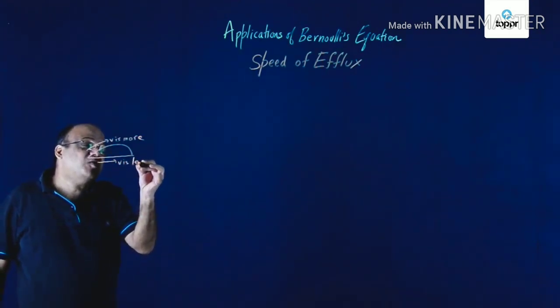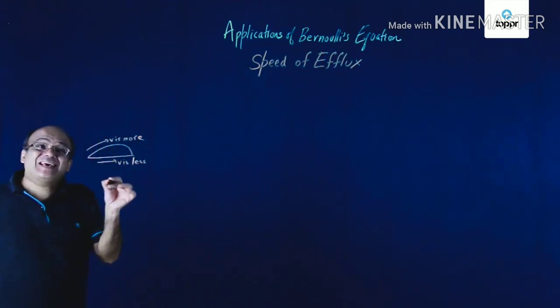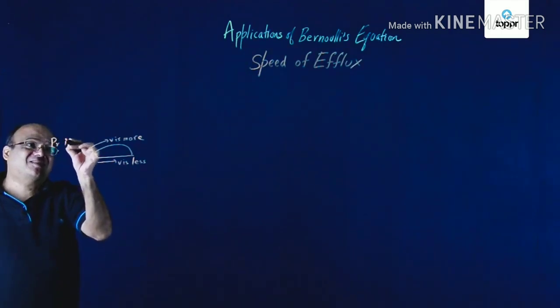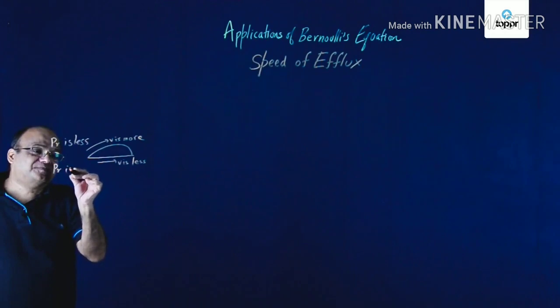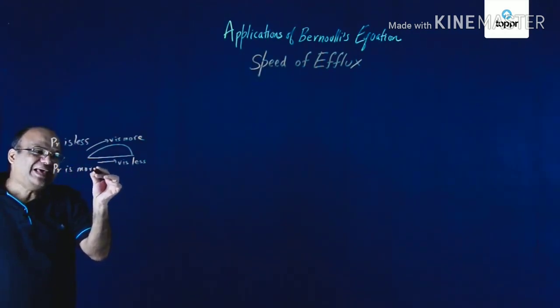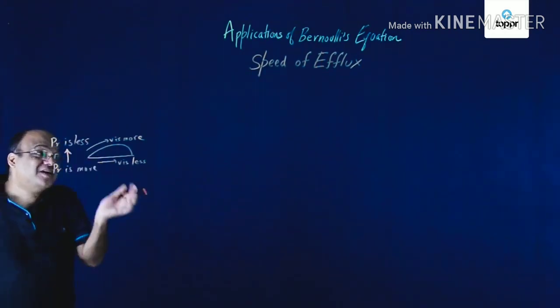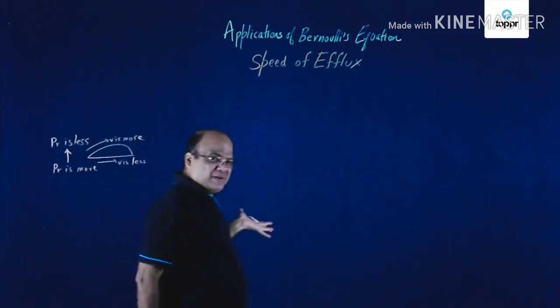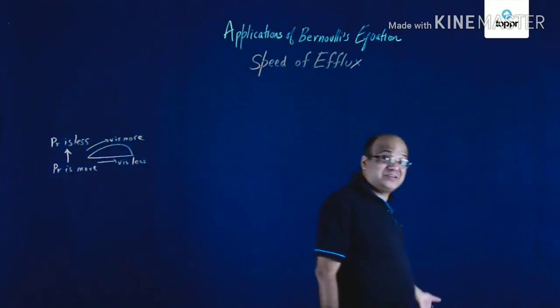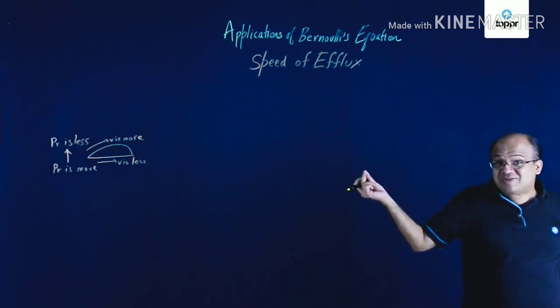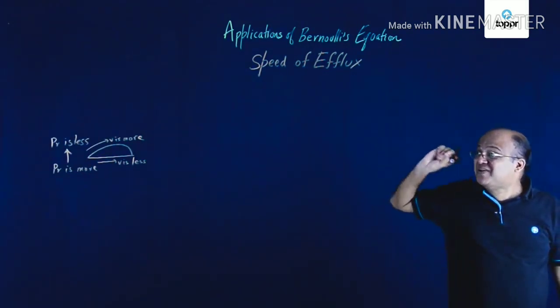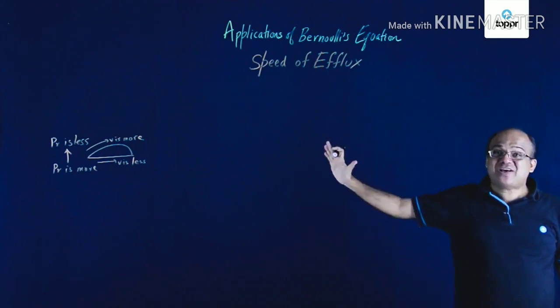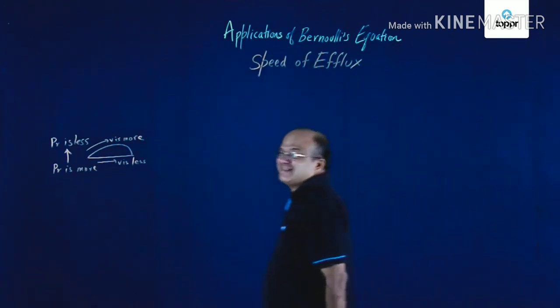Wherever velocity is more, pressure is less. So here pressure is less, and here pressure is more. This difference in pressure causes the plane to lift up. So lifting of an airplane is also an application of Bernoulli's equation, conservation of energy. Where velocity is more, pressure is less.